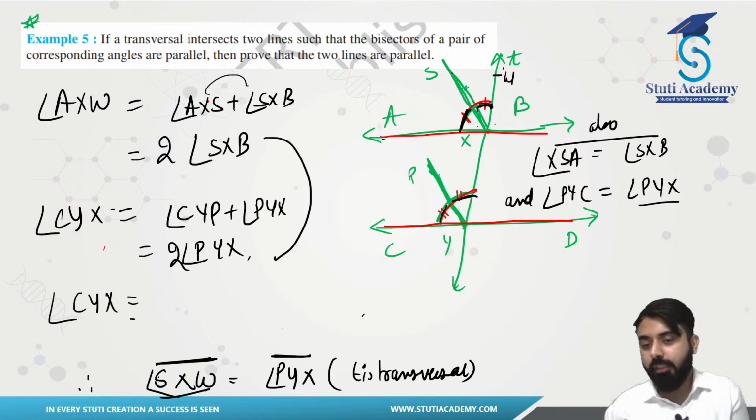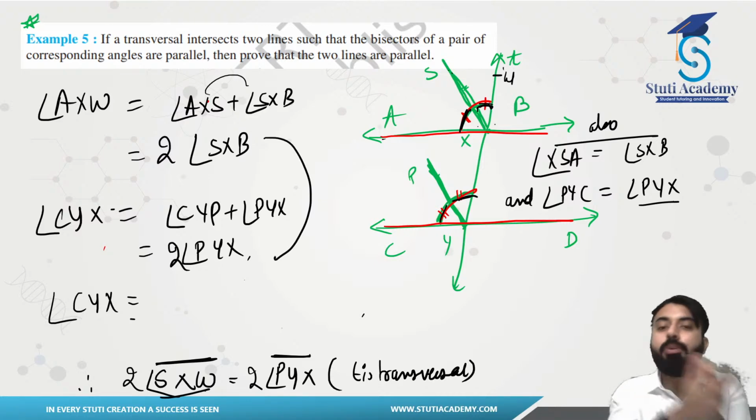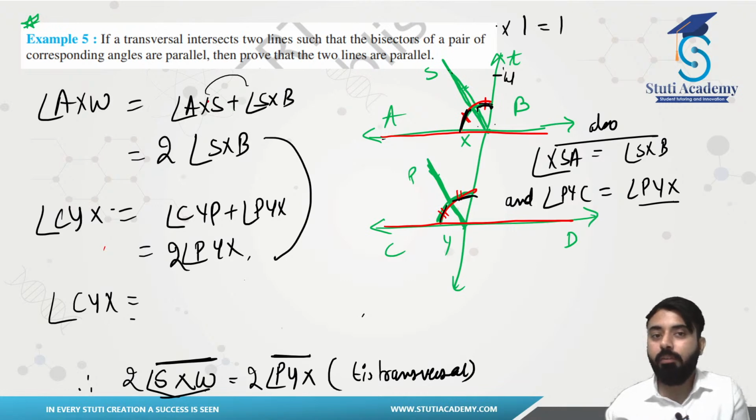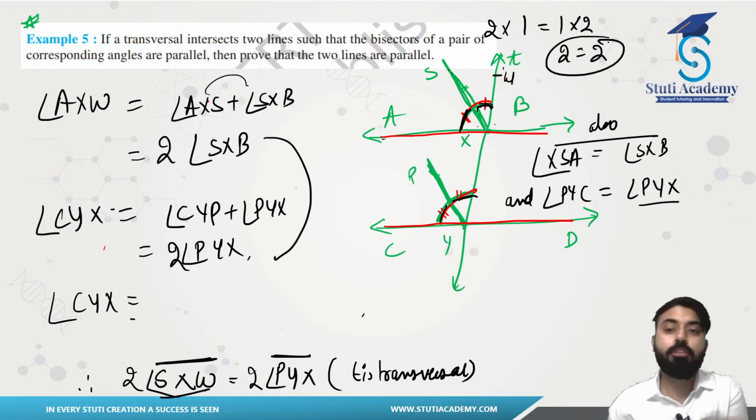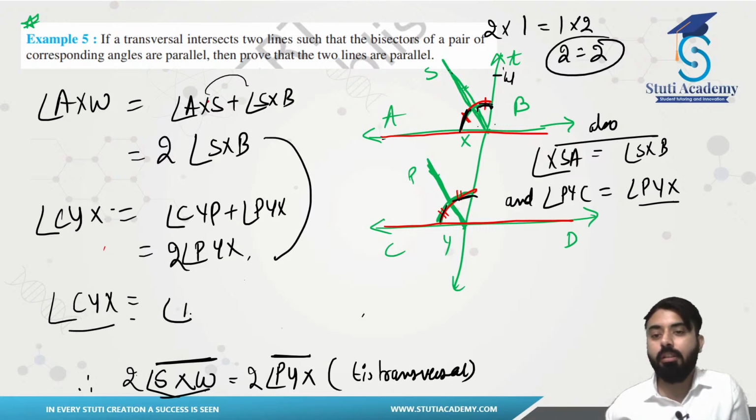Now you see, if I multiply this with 2 and this with 2, both of them will still be equal, because if you multiply equality to equality, your answer is not affected. Like if 1 is equal to 1, and you multiply this one with 2 and this one with 2 also, 2 is equal to 2, right? So there is nothing wrong about it. So in short, angle CYX is equal to angle AXW. So this complete angle is equal to that one. Therefore, AB is parallel to CD.